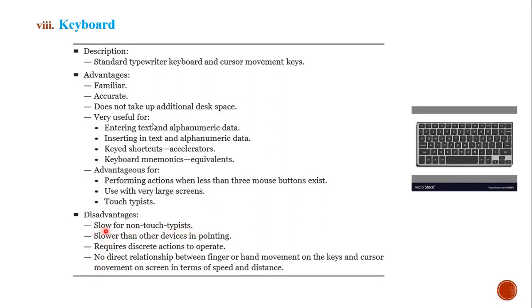For good typists, who are familiar with typing, they can interact with the system very fast. But others, we can say new users, cannot interact in a very fast manner. They may take certain time to interact with the system. So it's slower than other devices in pointing. It requires discrete actions to operate. There is no direct relationship between the finger or hand movement on keys and cursor movement on screen in terms of speed and distance.